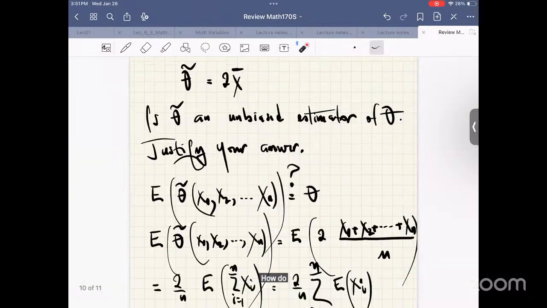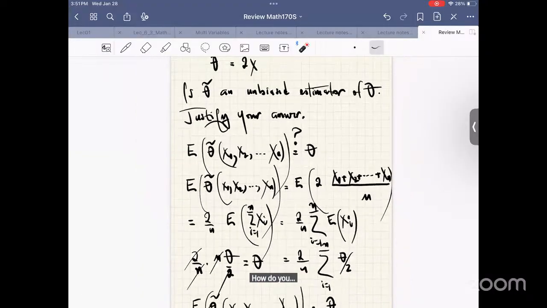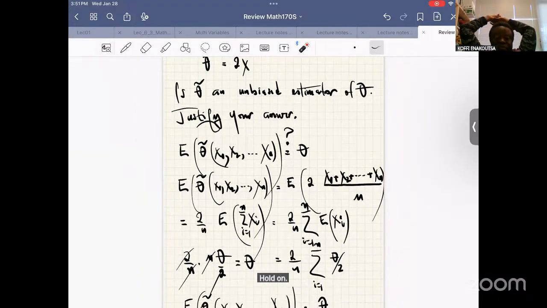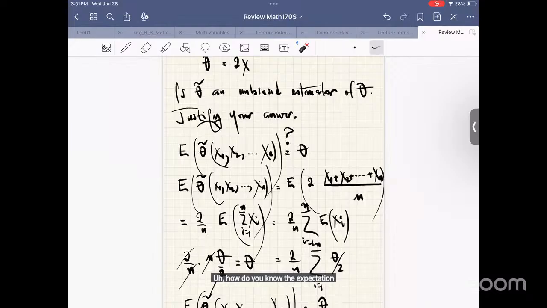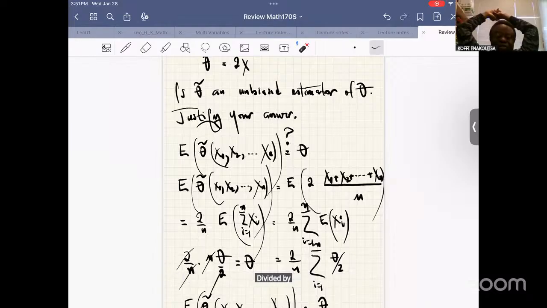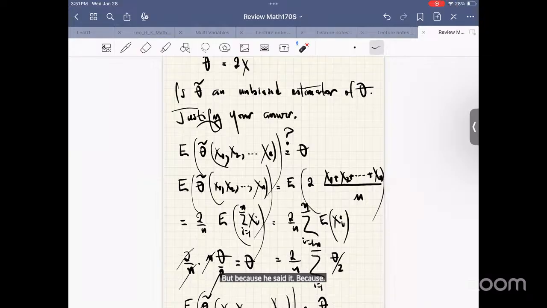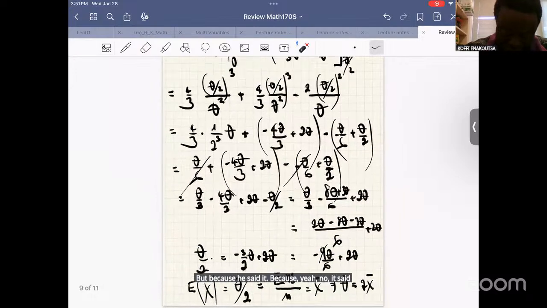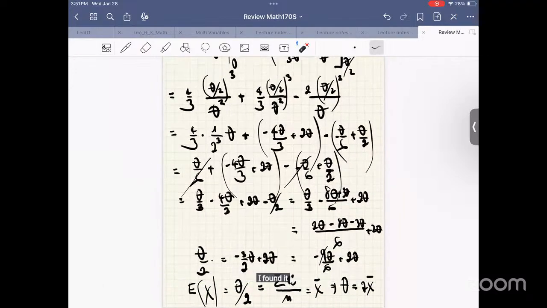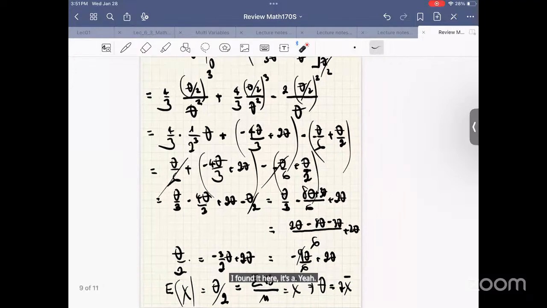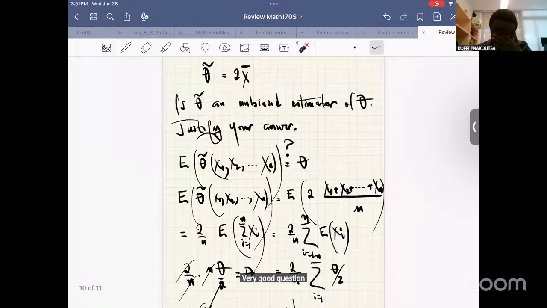How do you know the expectation of Xi is equal to theta, because he divided by that square? How do you know? No, it said that, I found it here. Yeah, see. Very good question. Other questions, guys?